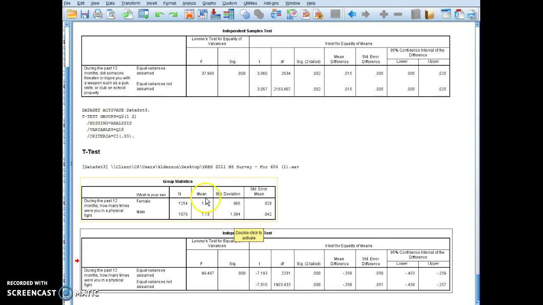And so now we move on to looking at the mean and see which one is larger. Here we can see that the male is larger than the female, with a mean of 1.73 versus 1.37. Therefore we can assume that there is a difference in the sexes on how many times a student is involved in a physical fight, and say that males are more likely to be involved in physical fights than females. And therefore this is how we tested our independent sample t-test.